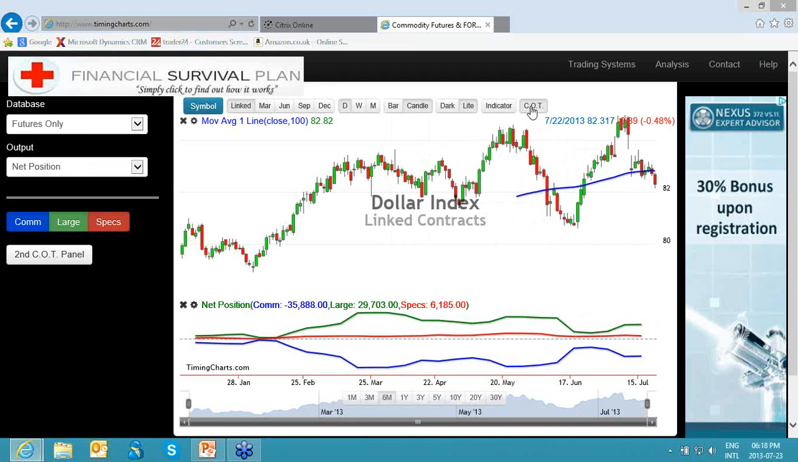If you click on COT, this is what comes up on the left-hand side. You can select, firstly, which database you want it from. I usually only go from futures only, as I mentioned. This position here is just the net position, which is down here at the bottom. As I mentioned, it gives us your commercials, your large traders, and your speculatives, which is what we've talked about before. You can add an additional panel as well, should you wish, if you want a further in-depth look.